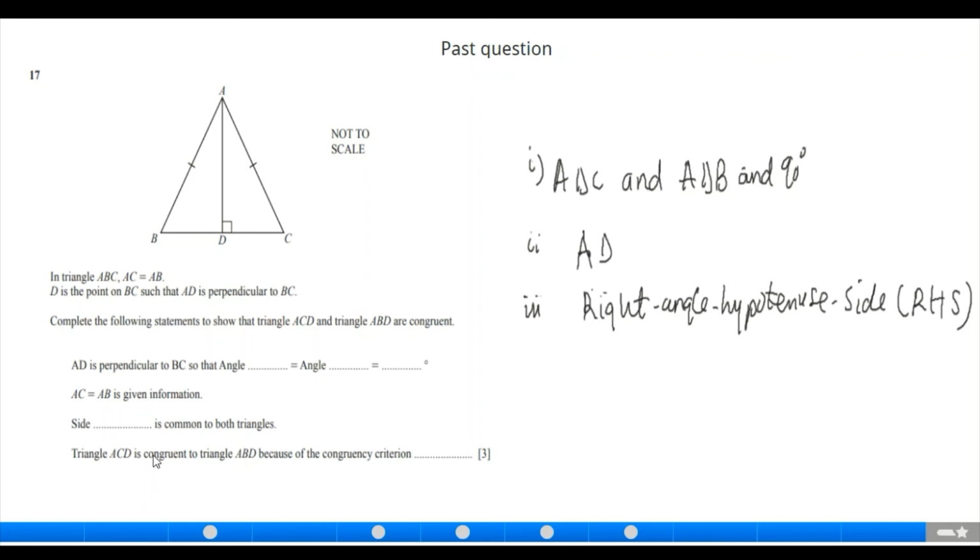So having that, what type of condition is this? If you look at this, we have a right angle in the triangle. So the condition is what? It is the right angle hypotenuse side condition.